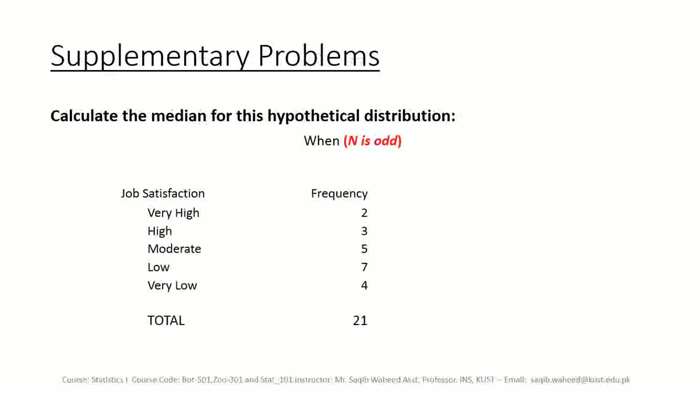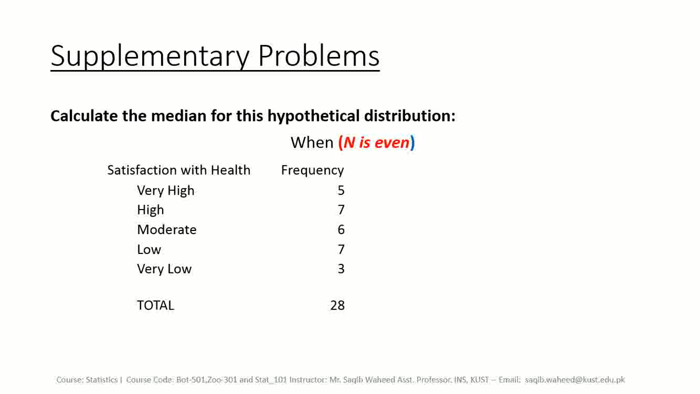Now this is a supplementary problem for the students: how to calculate the median for this hypothetical distribution. Here the job satisfaction and frequency are given. This is another supplementary problem for the students, so please solve these supplementary problems. Here is also a hypothetical distribution; calculate the median. The data is satisfaction with health, and the frequencies are given. So how to find the median?